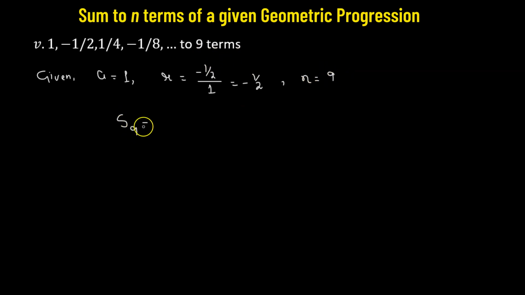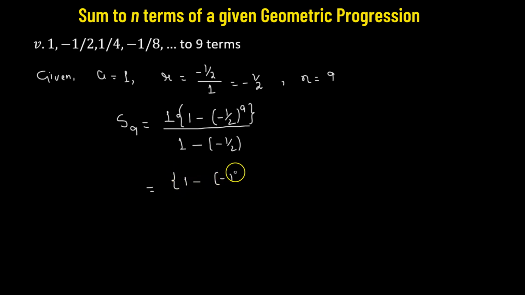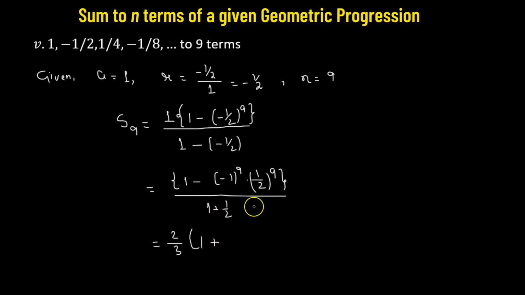Now the sum to the 9 terms will be equal to the first term multiplied by 1 minus the r value, which is negative half, raised to the power of 9, whole divided by 1 minus r. So r value is negative half. Let's simplify it. We'll get 1 minus negative 1 raised to the power of 9, pulling out the negative 1 from negative half, multiplied by 1 over 2 raised to the power of 9, whole divided by 1 plus half. 1 plus half is 3 over 2. This will go to the numerator to give us 2/3. 2/3 times 1, and negative 1 raised to the power of 9 is negative 1. So we have 1 plus 1 over 2 raised to the power of 9, so that's 512.